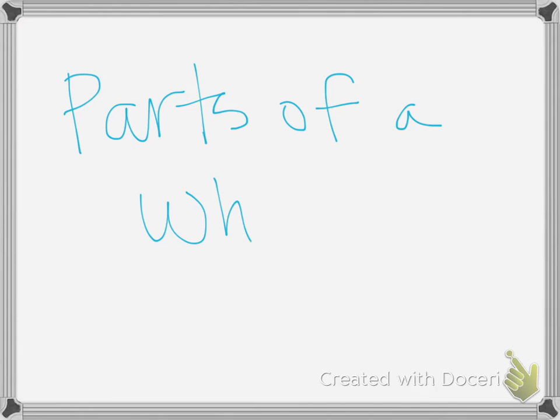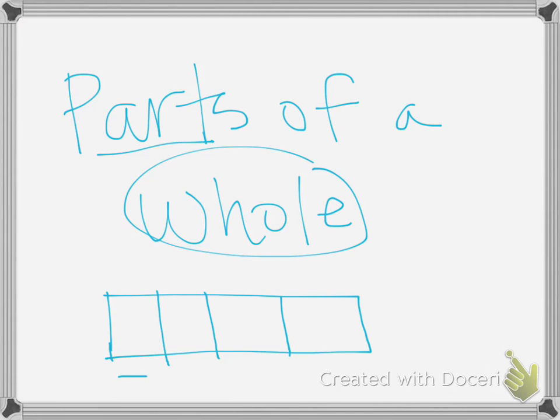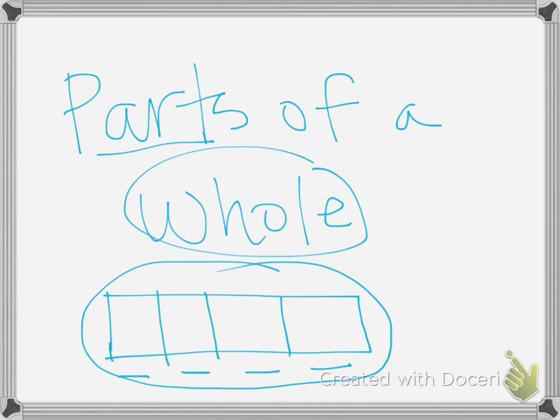The first thing we talked about was that fractions are parts of a whole. What that means is, for example, here we have a box, or a rectangle, and it has 4 parts. So it's parts of a whole. So these are the individual parts of this whole shape. Now, this box is divided into 4 sections, or 4 parts.